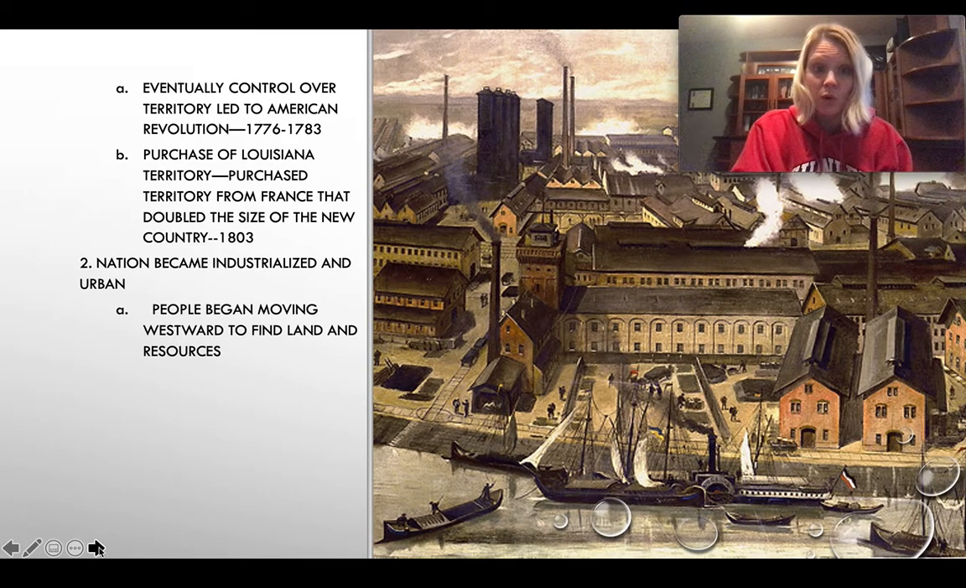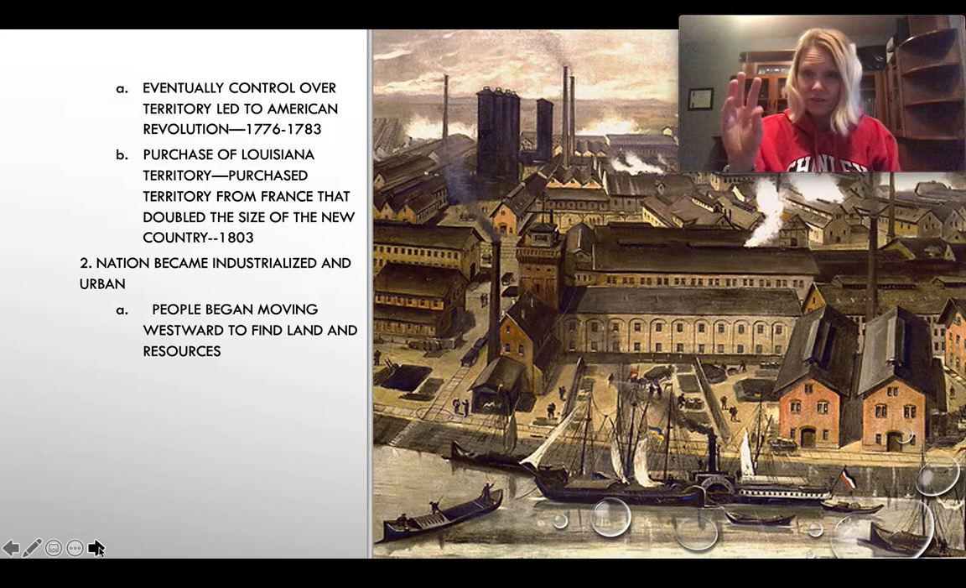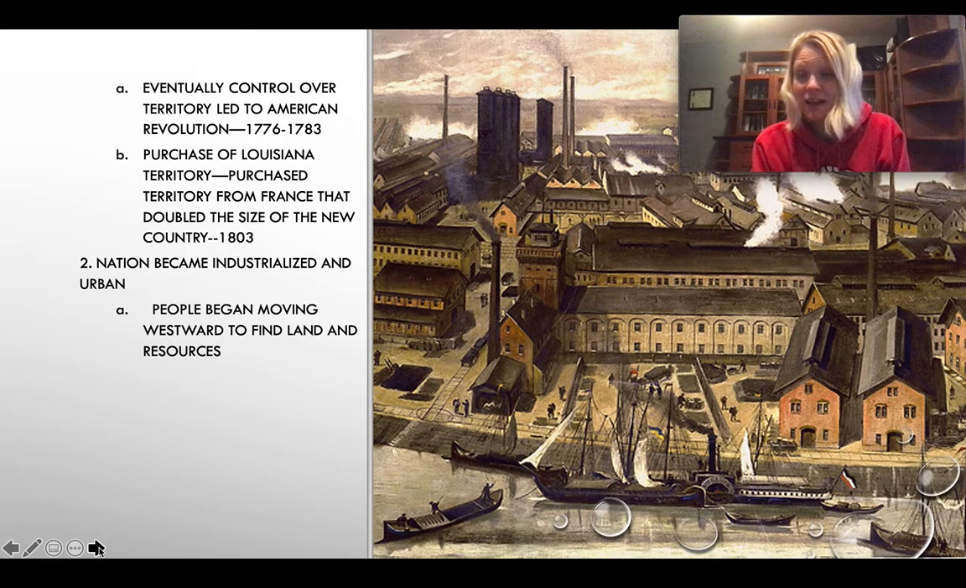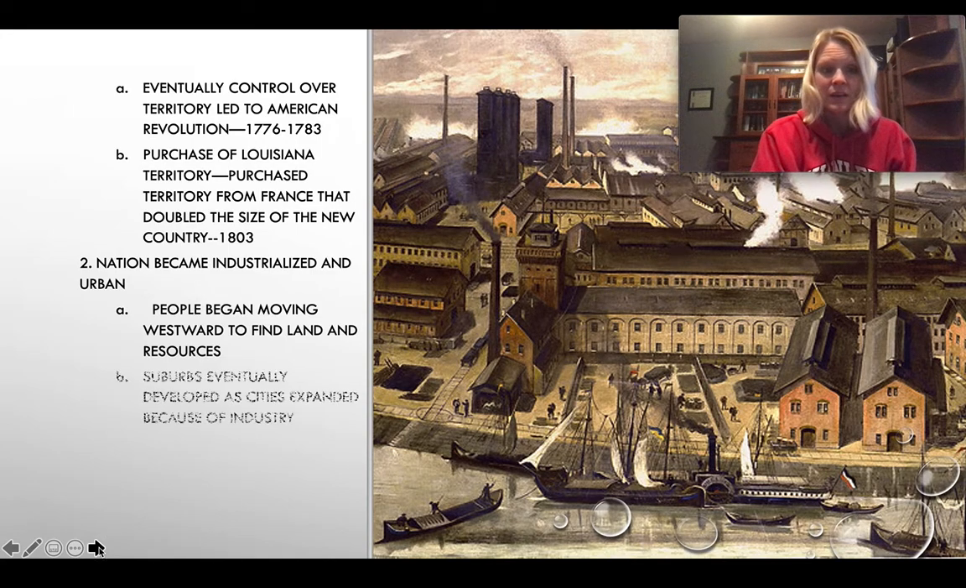People began moving westward to find land and resources. In that area of what we call the Northeast, like the first 13 colonies, after they became states, they were running out of room. Think about how small those states are. I really tested you on your states and capitals test if you knew those, because those are really kind of smashed in there in the Northeast. So people began moving westward, go west.